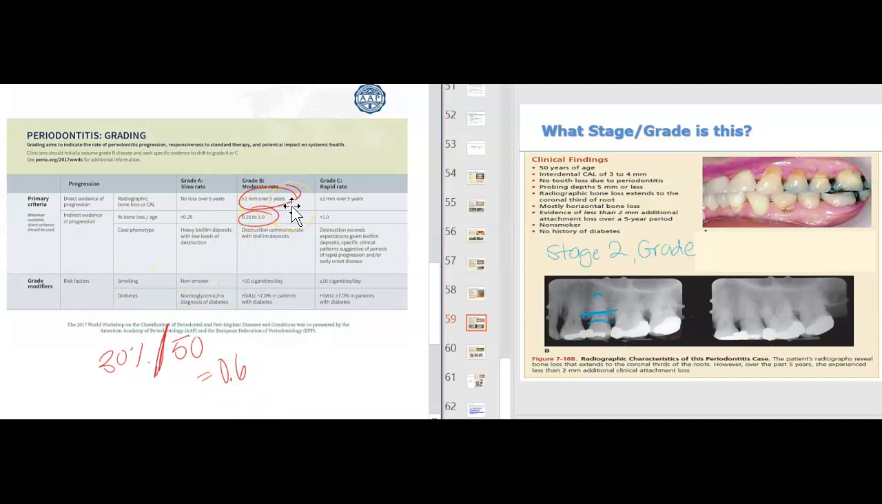Does this person smoke? No. Is he diabetic? No. So we can put that he's not a smoker, he's not diabetic. What you want to do here is find the worst area, and the worst area over here is not a grade A, it's a grade B, because that's the worst one. That's why I would say he is a grade B, because you always select the worst column, and the worst column in this case is grade B.